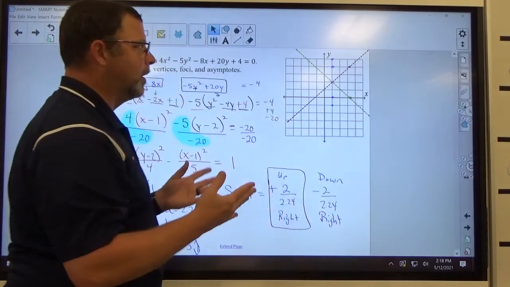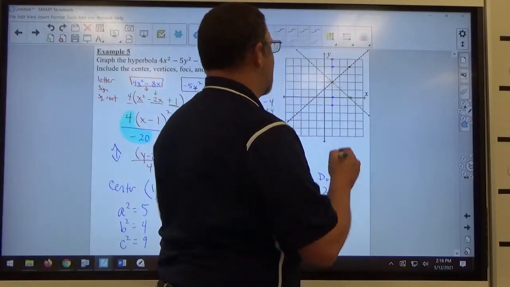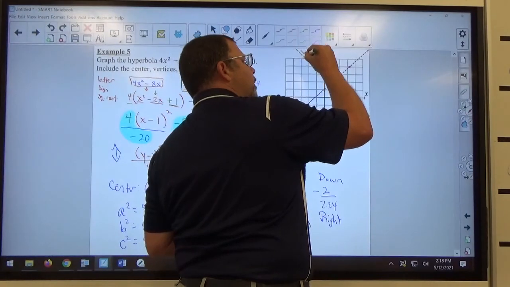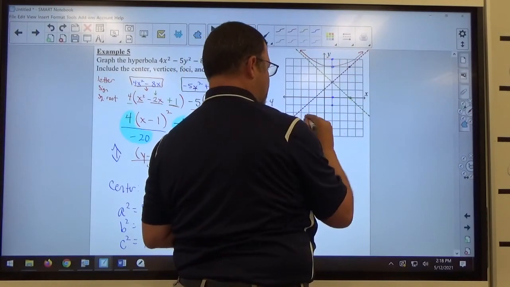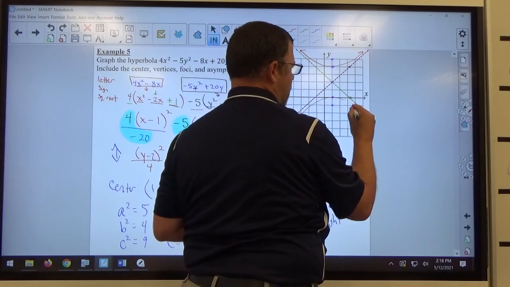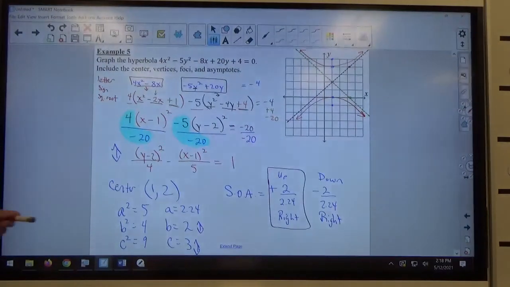And then I simply have to connect the dots. I want to start at the asymptote, go through the vertex, end at the asymptote. So it's going to be near the asymptote, come through like this, and go back up towards the asymptote. And the same thing down here, going up through the vertex, letting the graph hug on the asymptote.